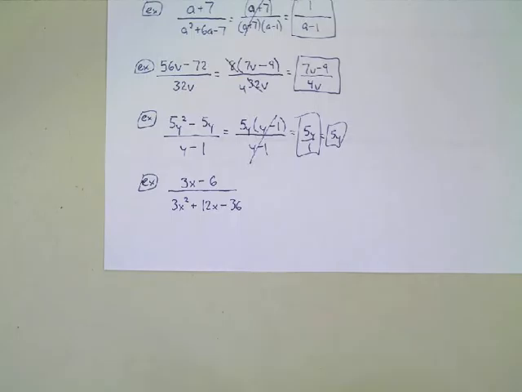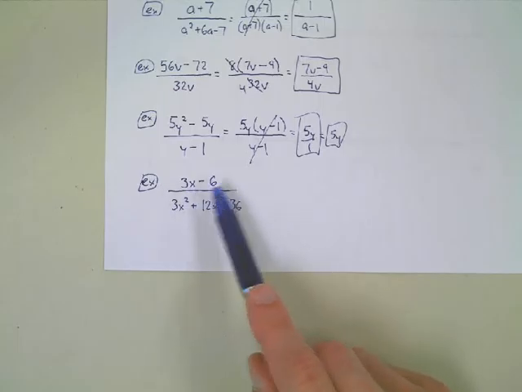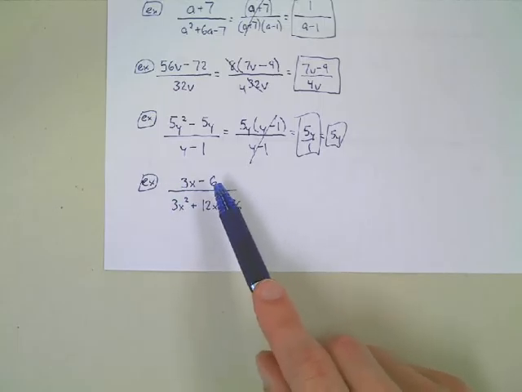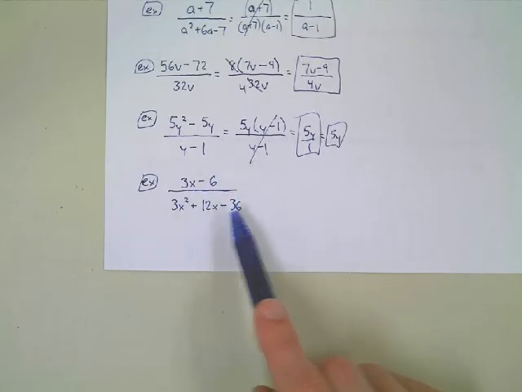So if we look here, all right, we have 3x minus 6. Now, does anyone see something we can do to factor this? What can we factor out here? We could factor out a 3, okay? So that's helpful. So we'll keep that in mind. And the denominator, can we factor a 3 out of here?